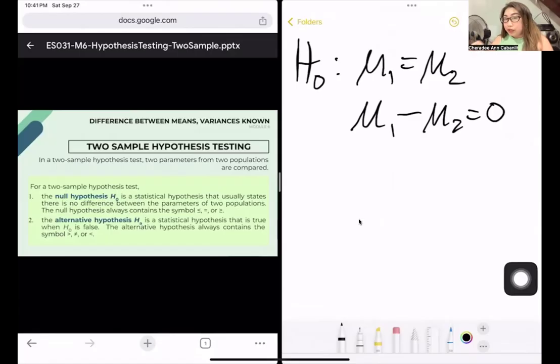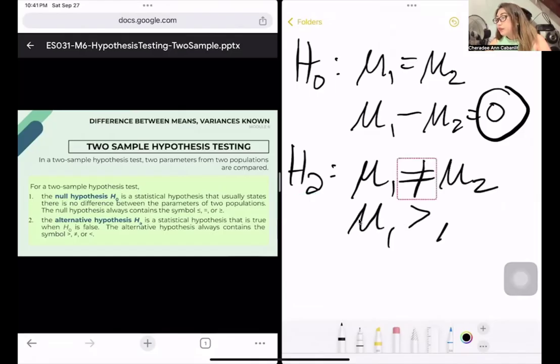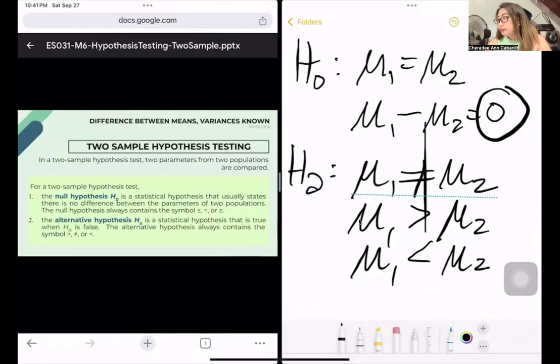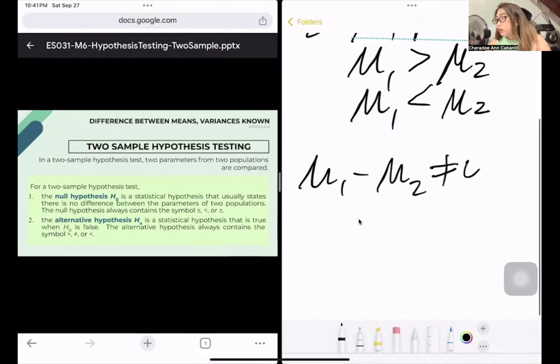When we compute the z computed later on, you will understand why the value was 0. The alternative hypothesis could take mu1 is not equal to mu2, or mu1 is greater than mu2, or mu1 is less than mu2. It can also be written this way: mu1 minus mu2 not equal to 0. So you can also transpose, and the same goes with the other two.